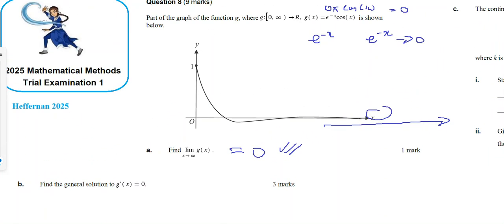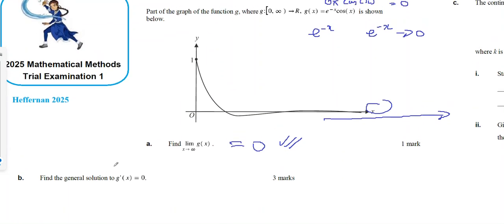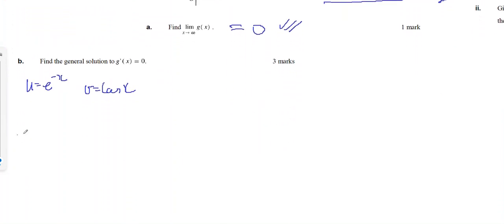The general solutions to the derivative. Well, I've got a product rule. So u equals e to the minus x and v equals the cos of x. So I need to do the product rule to get the derivative. So u dash will be negative e to the minus x because the derivative of minus x is negative, and v dash is also negative sine of x.